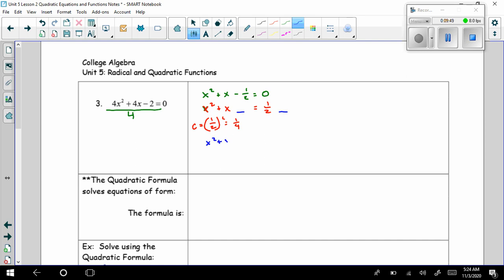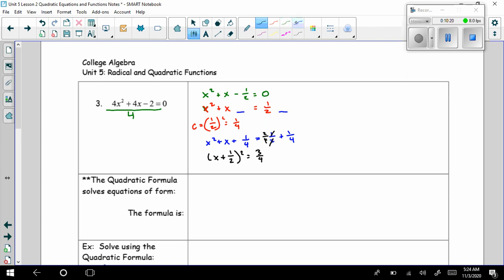So x squared plus x plus 1/4 is equal to 1/2 plus 1/4. This now factors as a squared plus b squared, so we get x plus, or excuse me, a plus b, so the square root of those. X plus 1/2 quantity squared is equal to, and keep in mind this is 2/4 if we get a common denominator, 3/4.